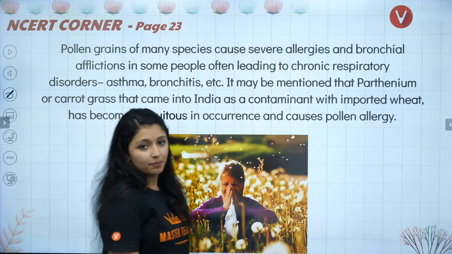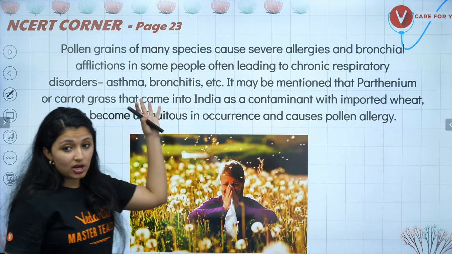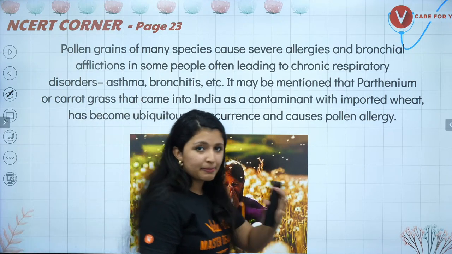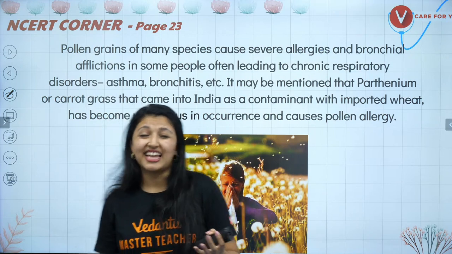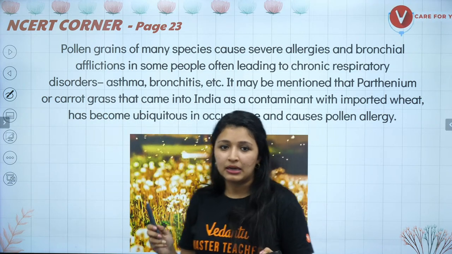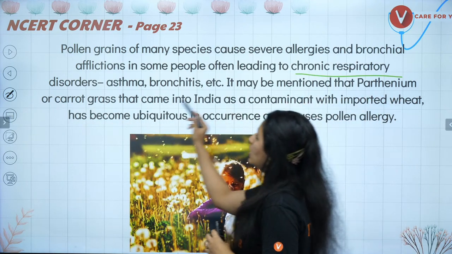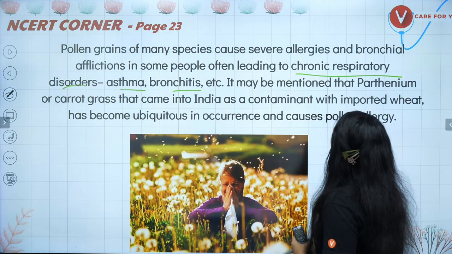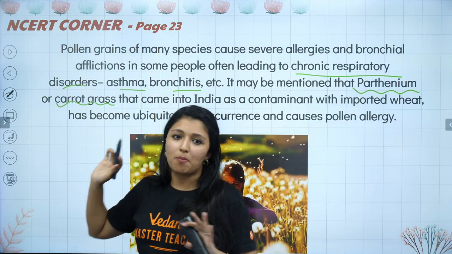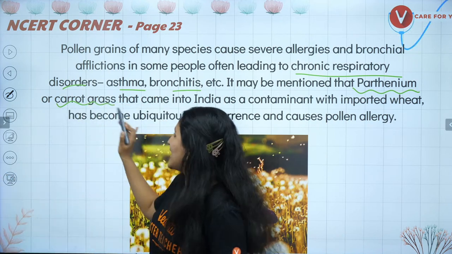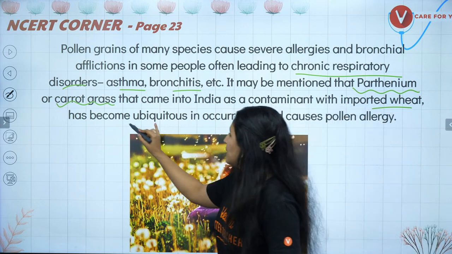Okay. Super. Now, these pollen grains can also be very problematic to humans. They can cause several allergies and bronchial afflictions to some people. Some people can get easily allergic to dust and substances like that, and at that time pollen grains can be a problem. They can cause serious chronic respiratory disorders like asthma, bronchitis, and parthenium. Parthenium, or carrot grass, is a very problematic plant. It came into India as a contaminant with imported wheat.